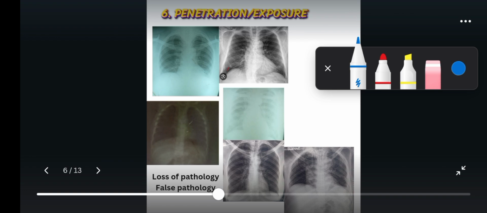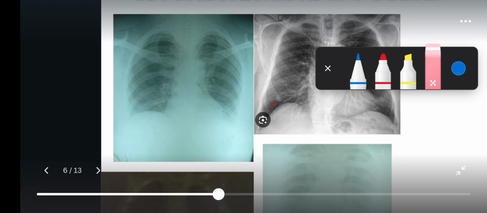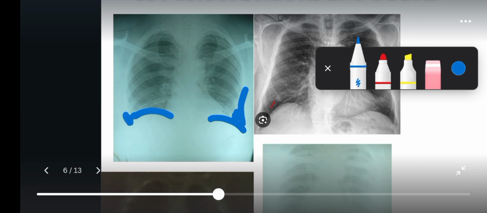Then we'll consider the sixth factor, that is penetration or exposure. We look at this radiograph, we see that we can barely see the diaphragm, it is not clear, and even the costophrenic angle appears to be blunt, even these edges. So somebody could mistake this for a pleural effusion or even a lung collapse.